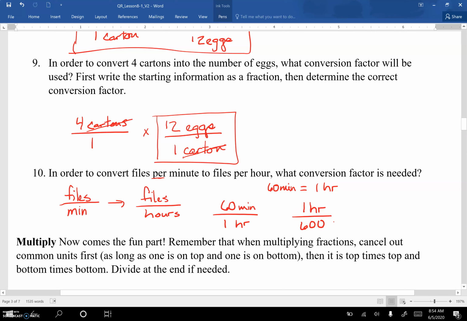So now I've got to determine which of these two am I going to use. Notice that the thing I want to get rid of is minutes on the bottom. So in order to cancel, then I would need a minutes on top to be able to cancel. And so of these two, I am now looking at that conversion factor in order to change my files per minute to files per hour, because the minute on bottom will cancel out with the minute on top. And notice that we want hours on bottom in the answer, and we have hours on bottom there.